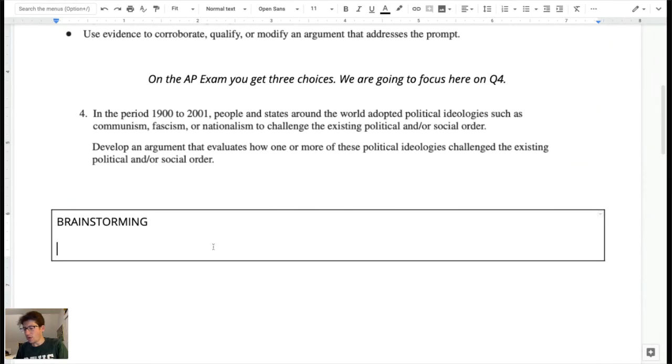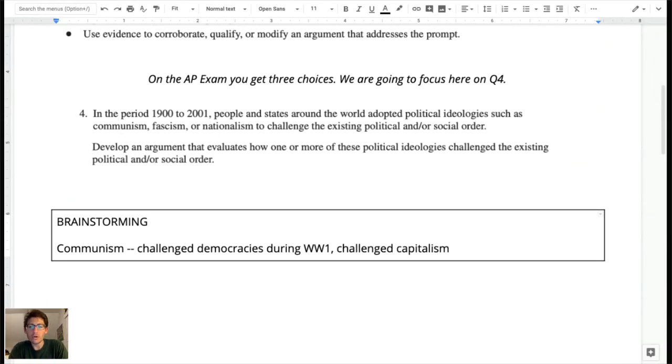So the first thing I want to do when I go about writing an essay is brainstorm. What do I know about this topic? And my apologies if you can hear me typing today. I also have my computer up on this thing, so I'll probably end up with carpal tunnel. The first thing I want to think about is, what do I know about each of these? So communism, I know that it challenged, if I'm thinking about the existing political and social order, it challenged democracies during World War I. It challenged capitalism and the social order of industrialization, the industrial social order.